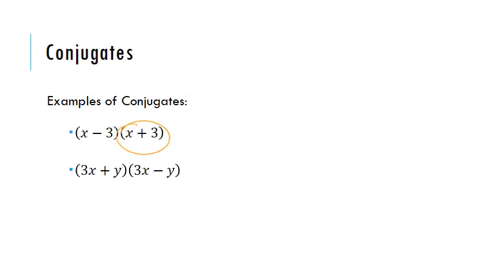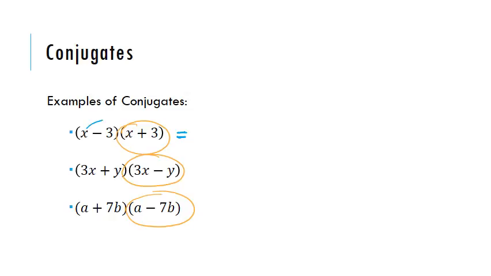If you've got 3x plus y, then its conjugate is 3x minus y. If you've got a plus 7b, its conjugate is a minus 7b. So it's the same two terms, just with the opposite sign in the middle. Conjugates are useful because, as we saw when we were reviewing factoring, if you multiply two of these together, the middle term is going to cancel out.